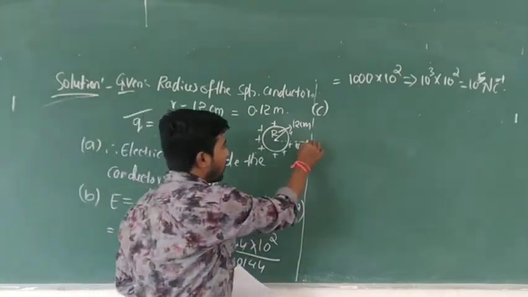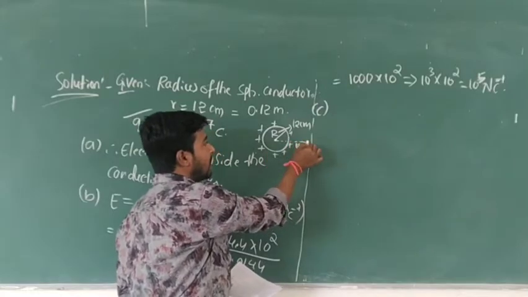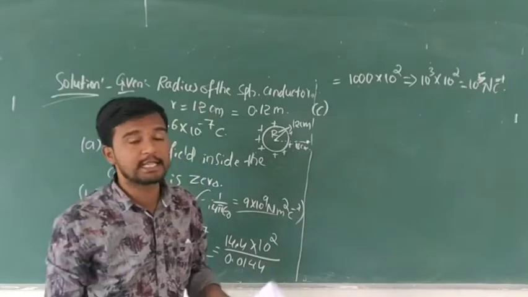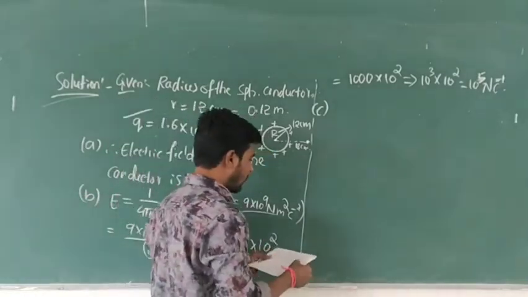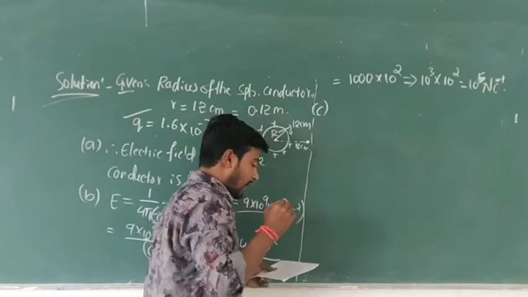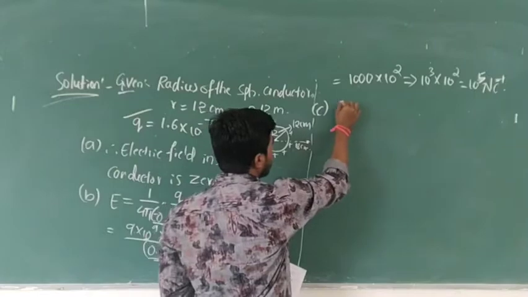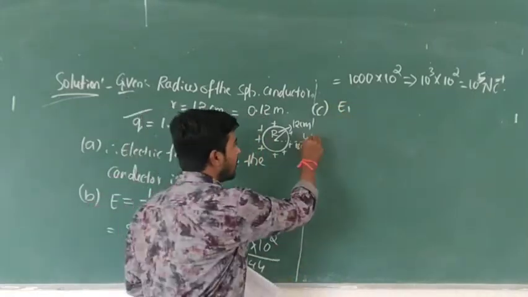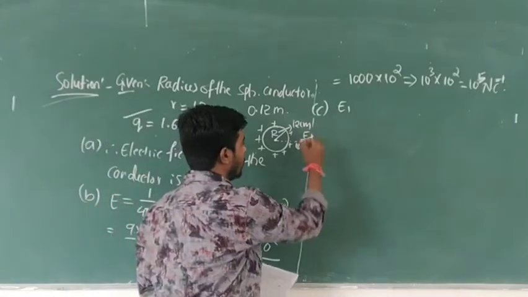Here there is a point. This point is at a distance of 18 centimeter from this sphere. So what will be the electric field at this point? Let us calculate. So now we have electric field at a point 18 centimeter from the center of the sphere. That is, we have to take E1. So at this point we have to find E1. Let us take it as E1.